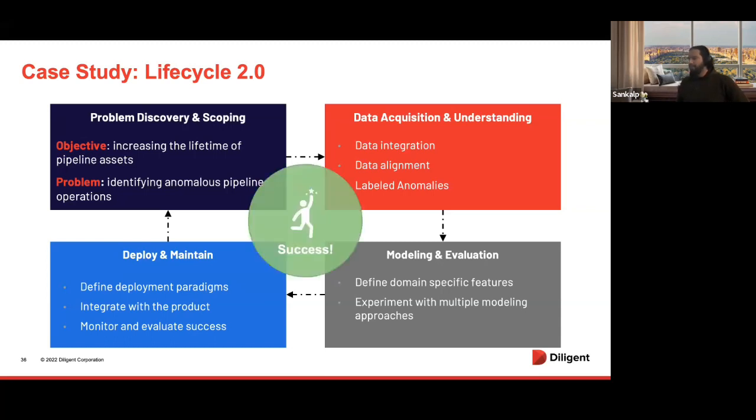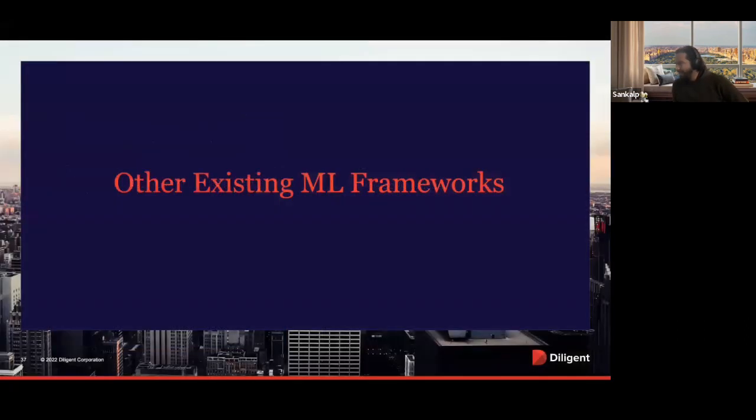So yeah, that was the use case for how you would typically go about using this life cycle framework in a real setting for a real world problem. So then, one of the obvious questions that people tend to ask is, okay, this is all good, but do we have any existing machine learning frameworks that are very similar in nature, right? And the answer is yes.